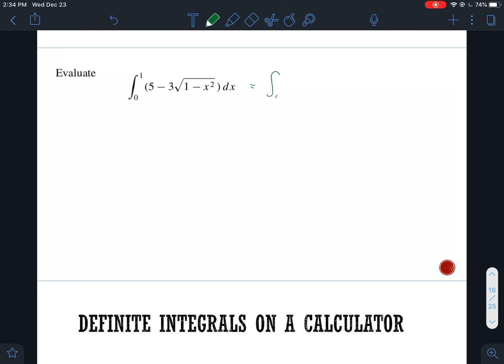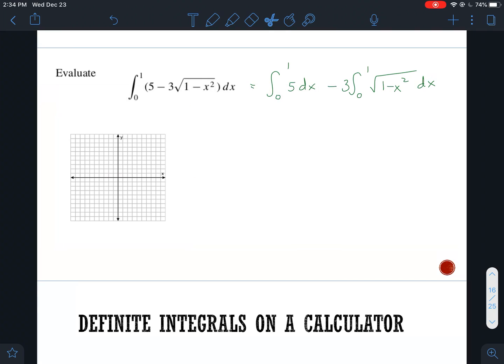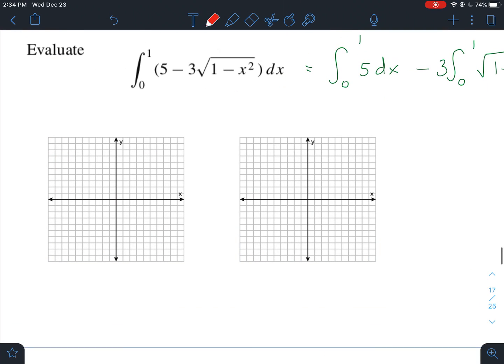All right, so let's evaluate the integral from 0 to 1 of 5 minus 3 times the square root of 1 minus x squared. I'm going to break this up. I'm going to write this as the integral from 0 to 1 of 5 dx, then minus 3 times the definite integral from 0 to 1 of the square root of 1 minus x squared dx. And now what I'm going to do is draw the graph of both of these, and then find each of those areas and do it one at a time.